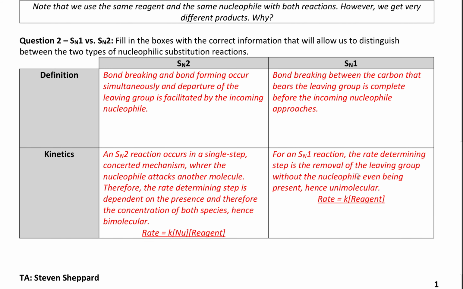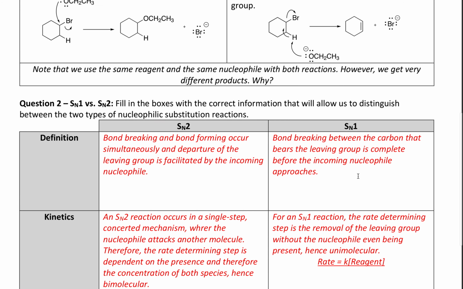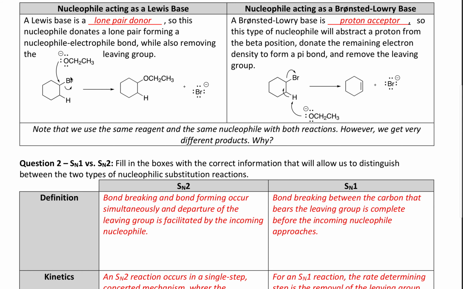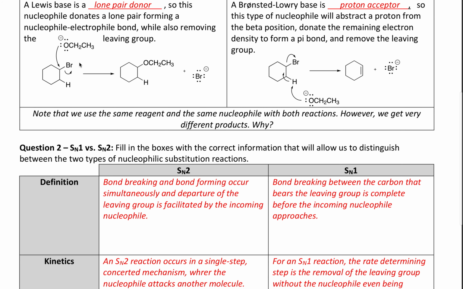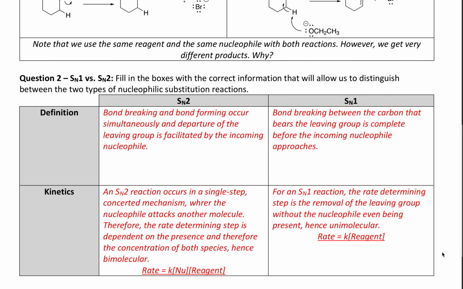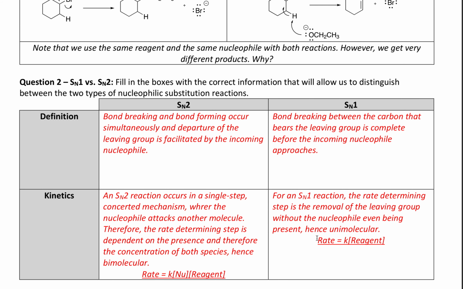Now comparing it to an SN1 reaction. For an SN1 reaction, the rate-determining step is the removal of the leaving group without the nucleophile even being present in the first place. Okay, so this is a unimolecular reaction. I didn't draw out an SN1 reaction, but you can imagine in your head that we have this bromine just getting kicked off by itself. Okay, so that's the rate-determining step. However long it takes for that bromine to come off will dictate how long this reaction progresses. So this bromine can just come off, that's the rate-determining step. But again, we didn't need that nucleophile to do that. Remember, it just kind of comes off by itself. So this is why it's unimolecular. The rate law is only dependent on just that molecule in the beginning, that reagent. Okay? Is that kind of clear on kinetics?